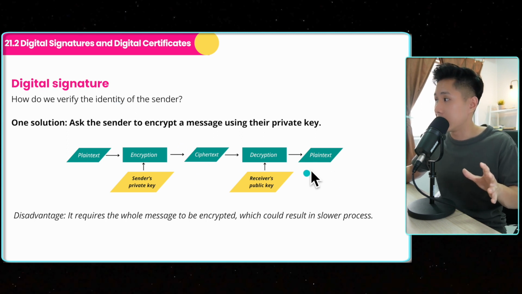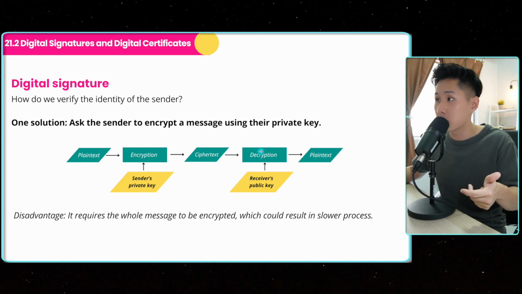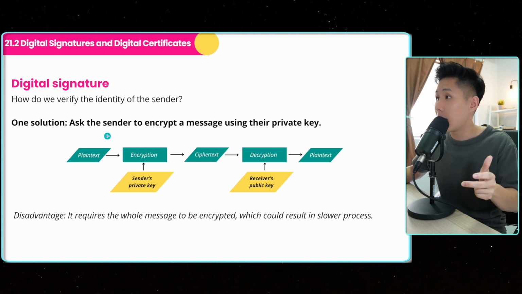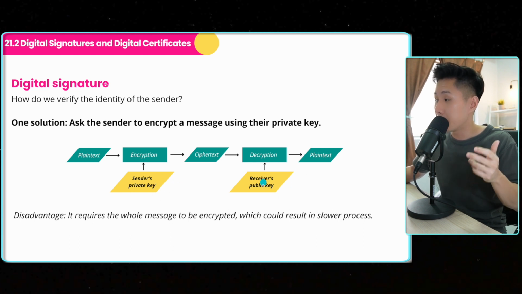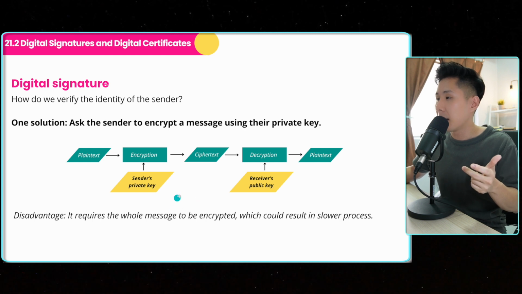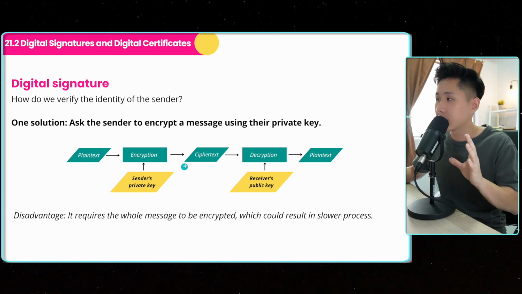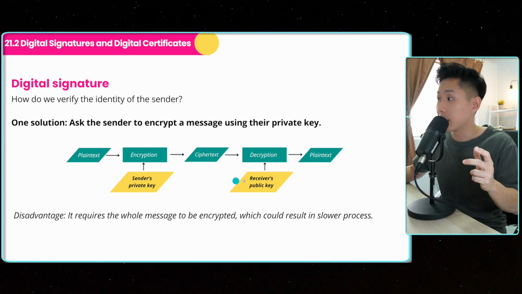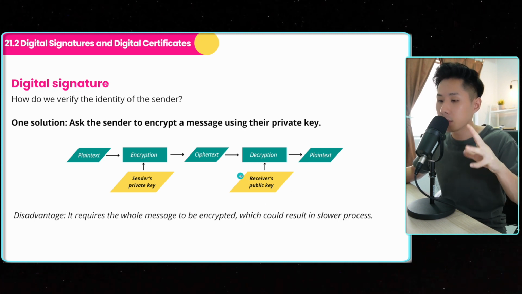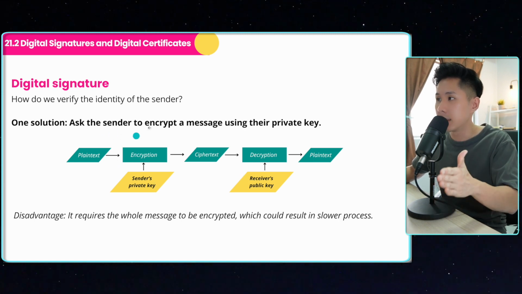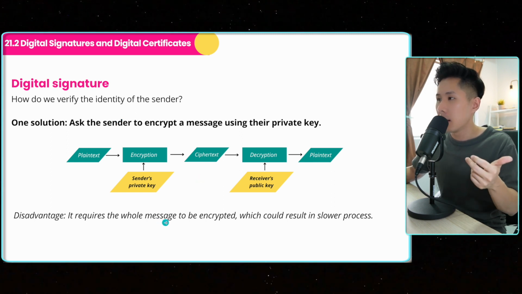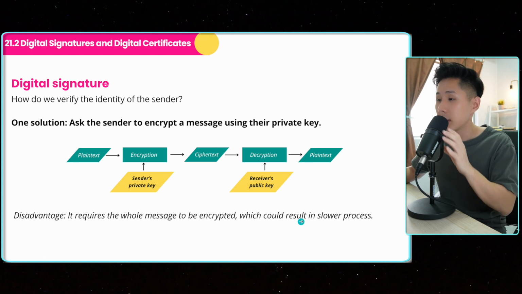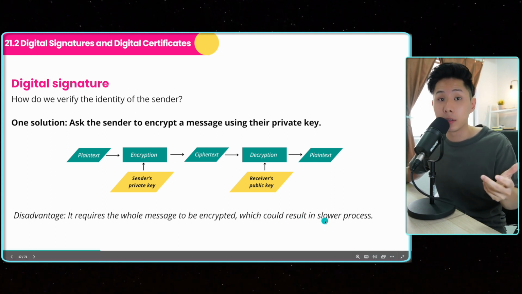So imagine this is the encryption and decryption process. First we can ask the sender to encrypt a message using a private key, and then we can decrypt it using the public key. So this method is like a reverse process, yeah? And it allows us to know this message is indeed from the sender. But the disadvantage is that for the whole message to be encrypted, this could lead to a slower result.